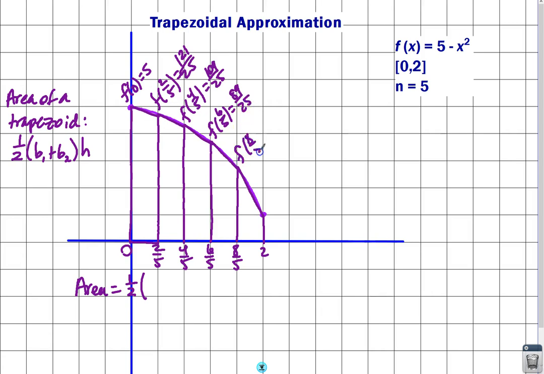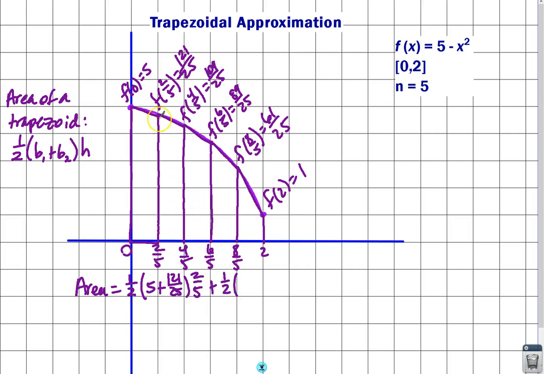F of 8/5. Okay, here we go. So now I'm going to have the area is equal to 5 plus 121/25 times the height, which is 2/5. So that's the area of the first trapezoid.